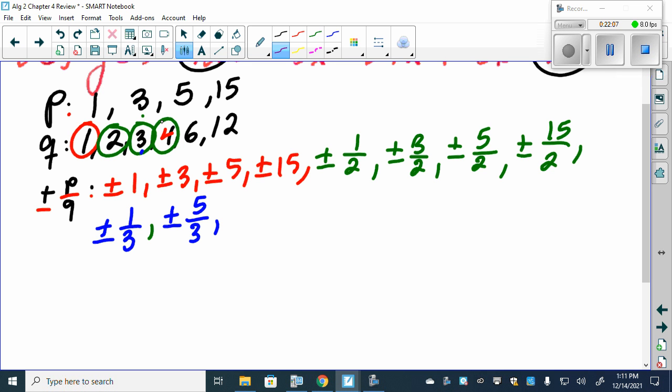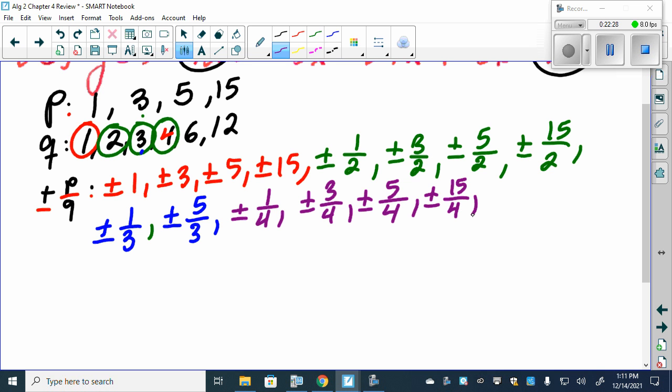Well, 1, 3, 5, and 15, will any of these divide by 4? No, they won't simplify at all, so we're going to list them all back out. So we'll have plus or minus 1/4, plus or minus 3/4, plus or minus 5/4, and plus or minus 15/4. Any questions on this so far?